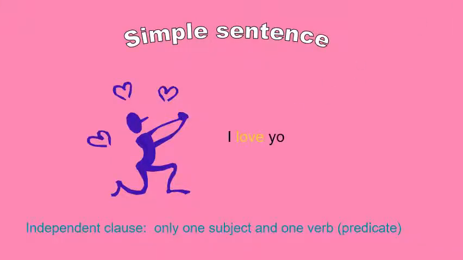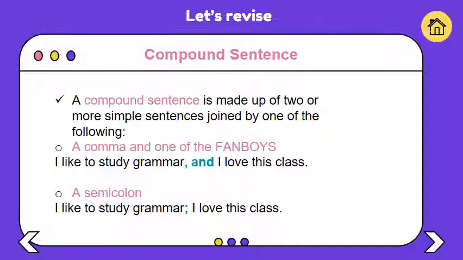Example of a simple sentence, I love you. So one subject and one verb, one predicate. The independent clause only has one subject and one verb or one predicate. What about the compound sentence? We said that the compound sentence is made up of two or more simple sentences, or two or more independent clauses, joined together by one of the following ways.